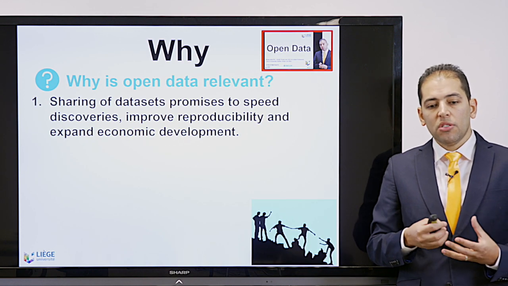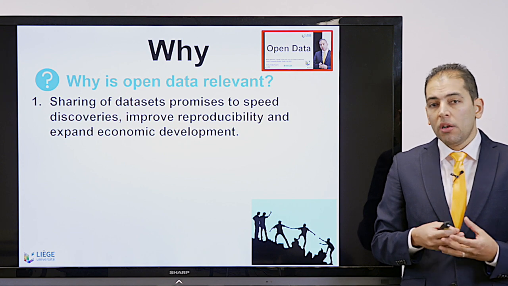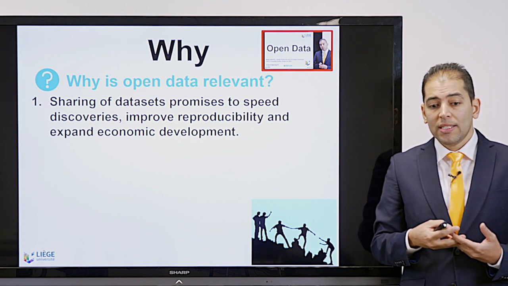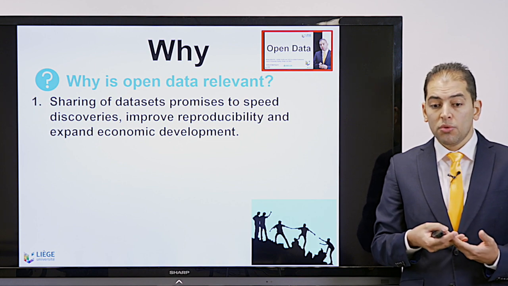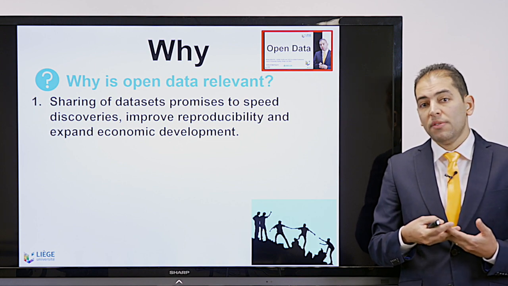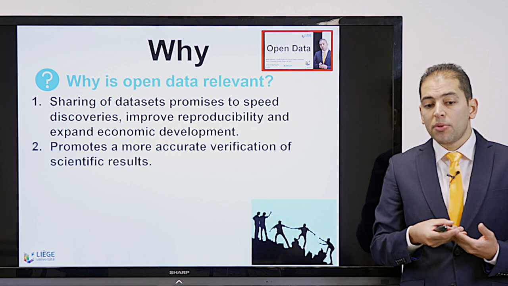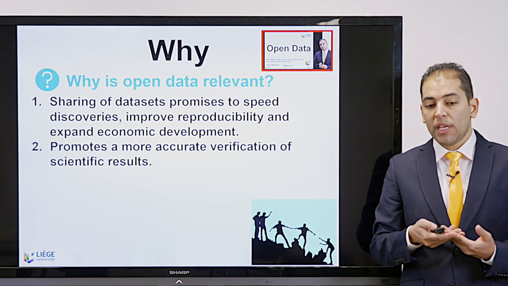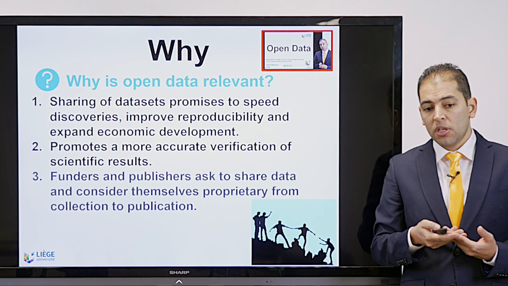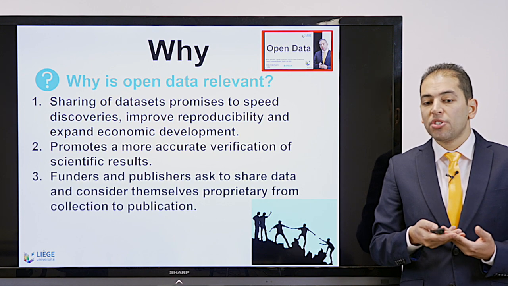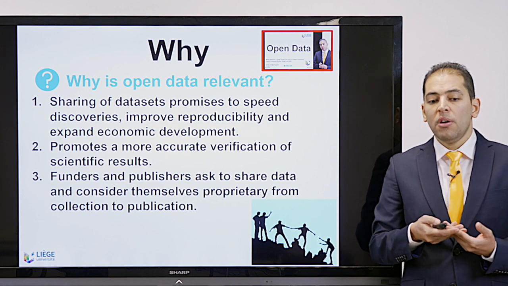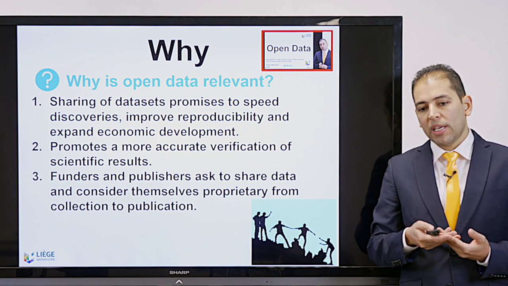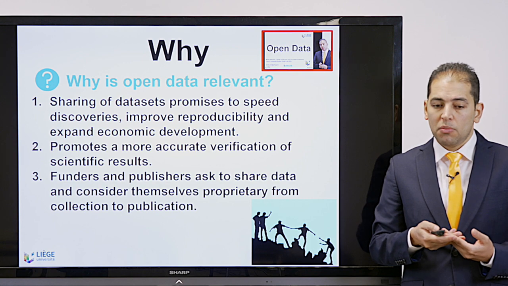First of all, why is open data relevant? We need to share our data sets because it promises to speed discoveries, improve reproducibility, and expand economic development. At the same time, it promotes a more accurate verification of scientific results. And definitely funders and publishers ask to share data and consider themselves proprietary from collection for publication. So it's important to be ready for this moment.